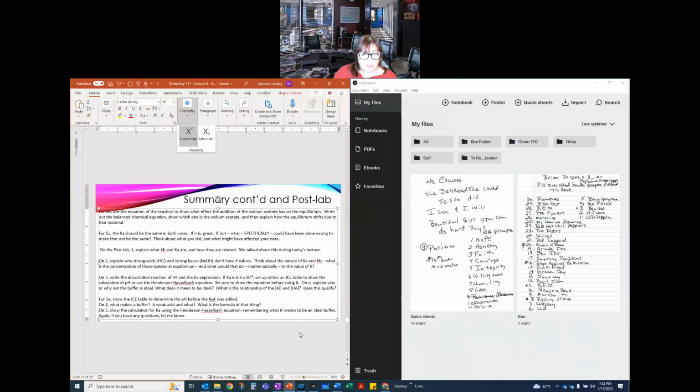For 3E, show the ICE table to determine the pH before the NaF was added. And then on 4, what makes it a buffer? A weak acid what? What's the formula, the thing that we're talking about? Okay, so they're asking you, what could you add to this to make a buffer solution? So think about what could you add to get the conjugate base in there? Okay, so what would the formula of the conjugate base be, and how would you get that in there?